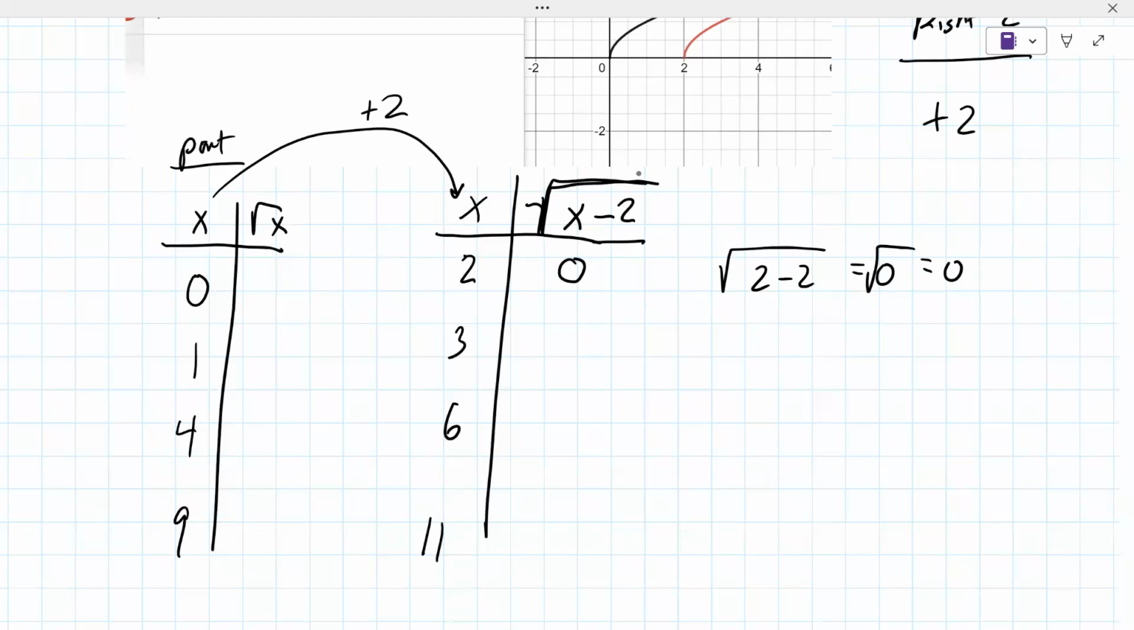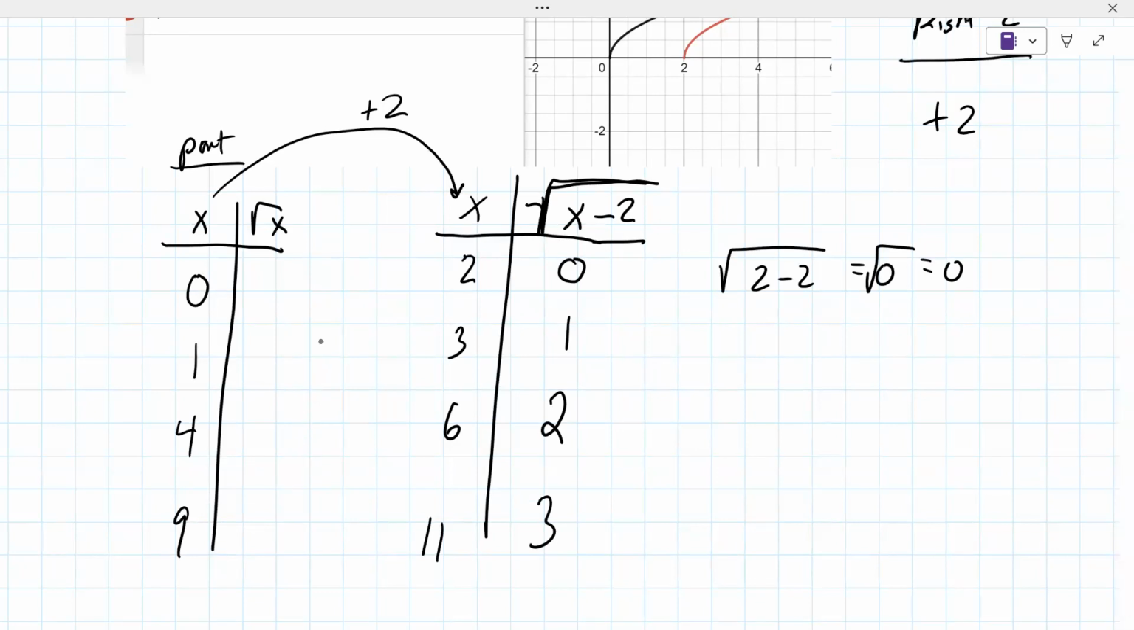Okay, and 3 minus 2 is 1, and the square root of 1 is just 1. Okay, good. Keep going. And 6 minus 2 is a 4, and the square root of 4 is a 2. Good. And 11 minus 2 is a 9, and the square root of 9 is 3. Okay, very good.